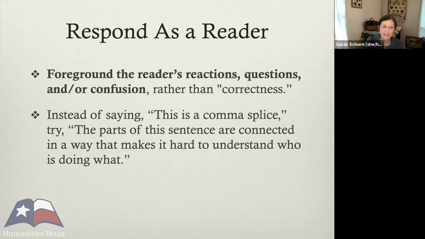So grammar and mechanics are important, but they're really only important because they can affect comprehension. So the simple solution really to cover all your bases is to address grammar and mechanics most of the time in the context of reader confusion. All right, and you do that by responding as a reader. Okay.